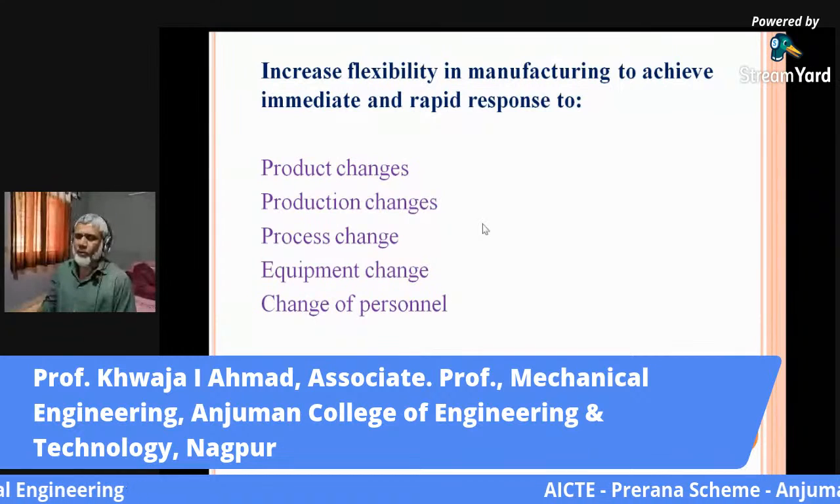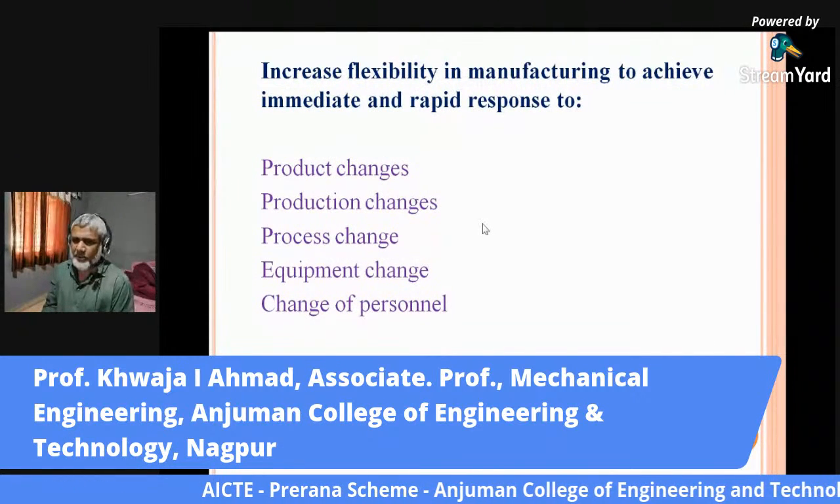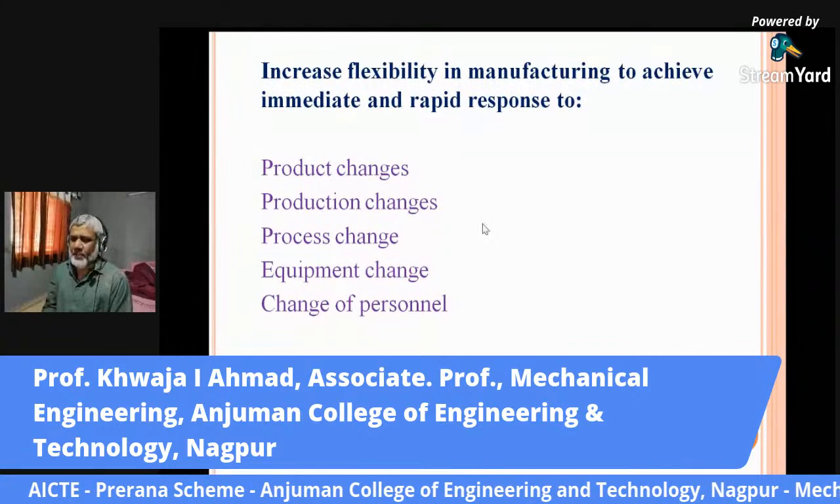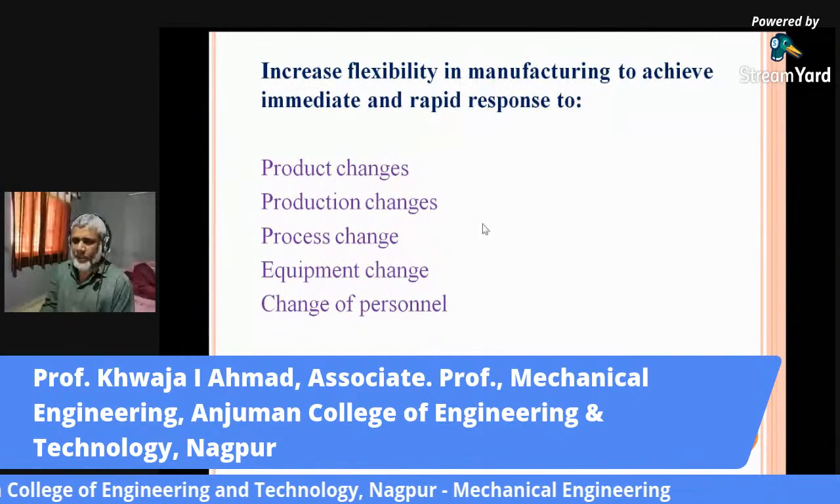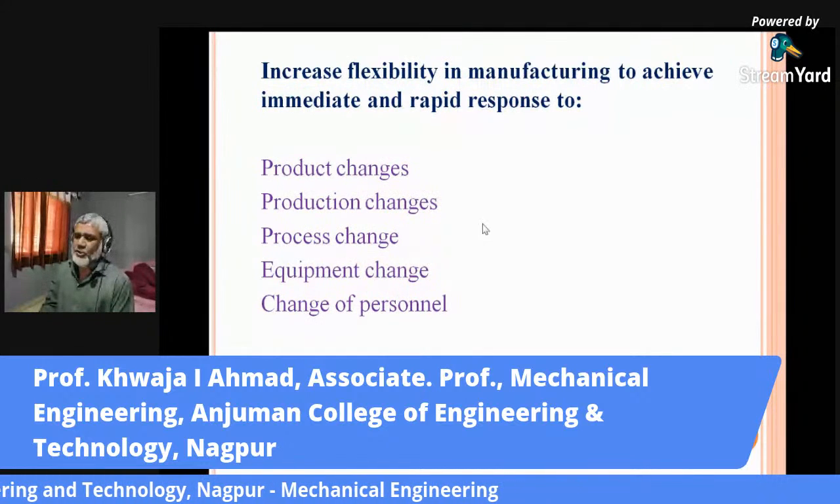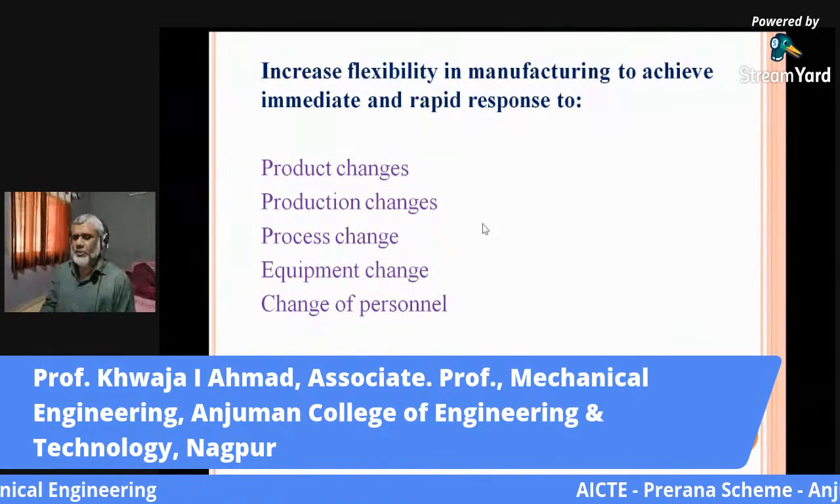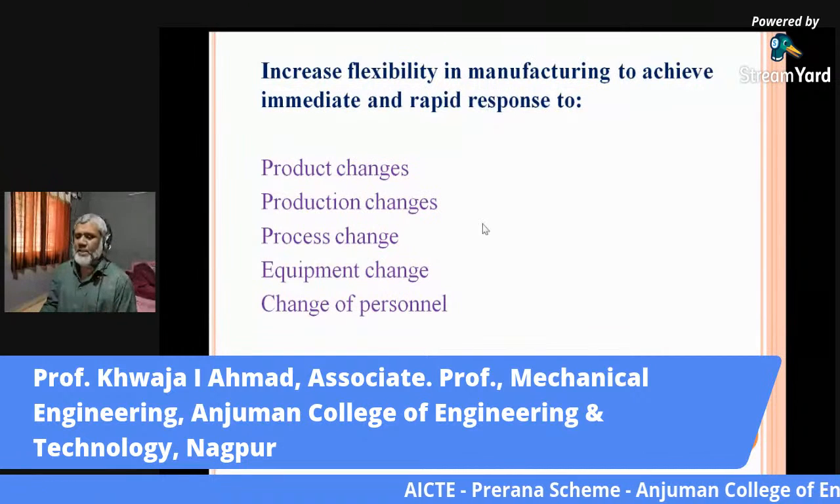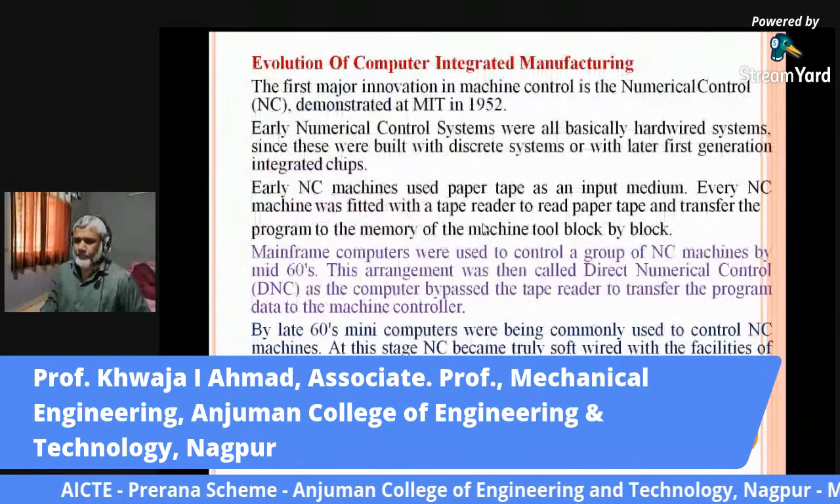The amount of parts to be produced can be increased or decreased. Processes can be changed there. Equipment change can be done very rapidly and in response to the customer's need. Change of the personnel can be achieved, and with the help of CIM technology we will be able to meet these challenges with the minimum amount of time required.